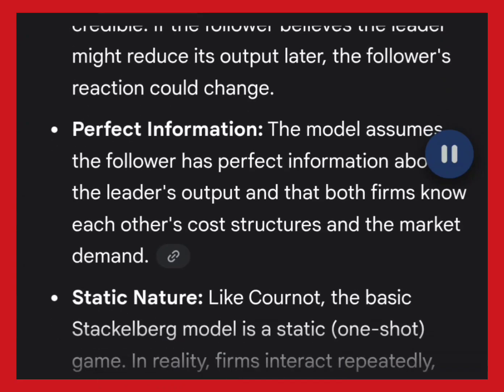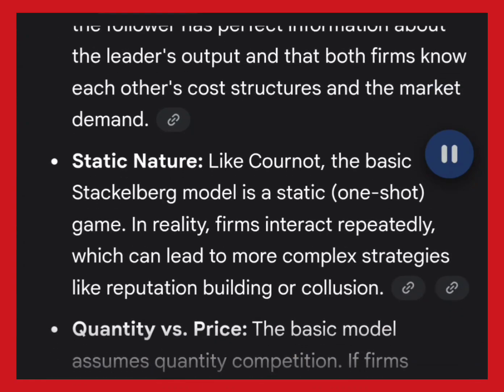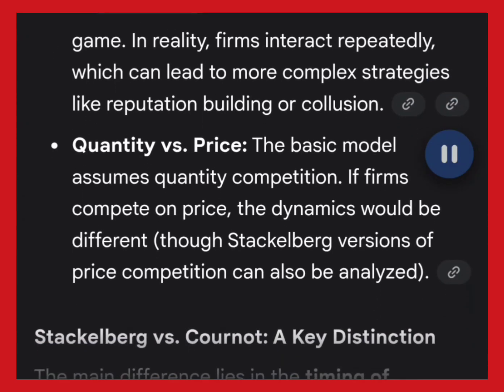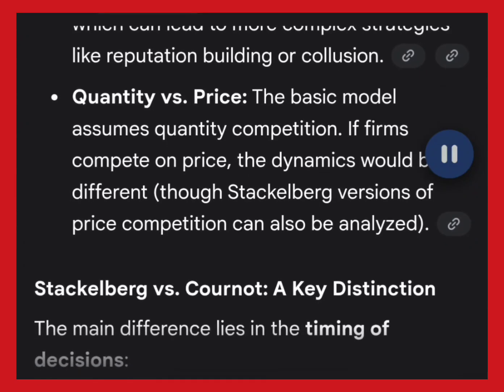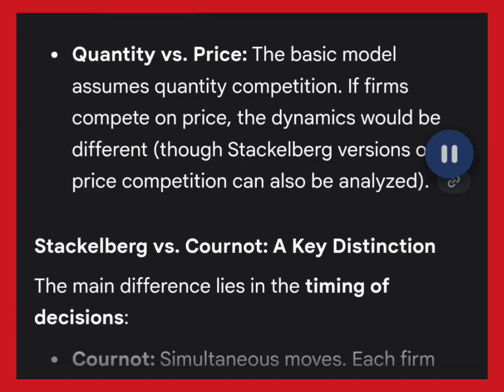Perfect information. The model assumes the follower has perfect information about the leader's output and that both firms know each other's cost structures and the market demand. Static nature. Like Cournot, the basic Stackelberg model is a static, one-shot game. In reality, firms interact repeatedly, which can lead to more complex strategies like reputation building or collusion. Quantity versus price. The basic model assumes quantity competition. If firms compete on price, the dynamics would be different, though Stackelberg versions of price competition can also be analyzed.